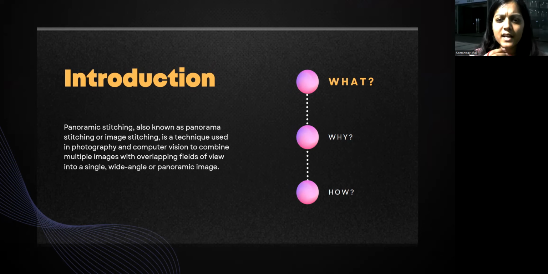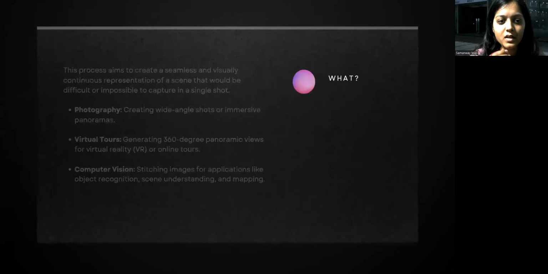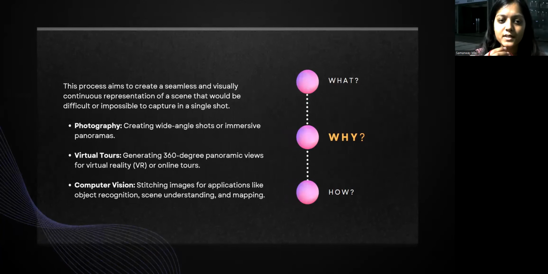Now let's understand why we are doing panoramic stitching. This process aims to create a seamless and visually continuous representation of a scene that would be difficult or impossible to capture in a single shot.